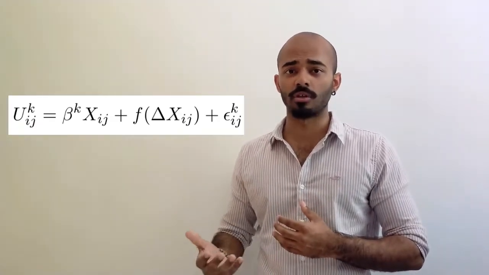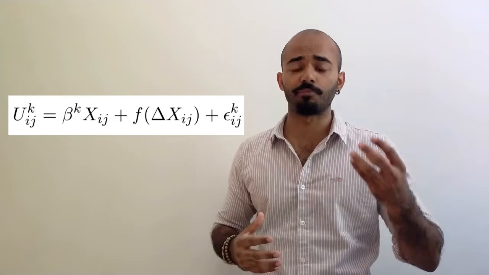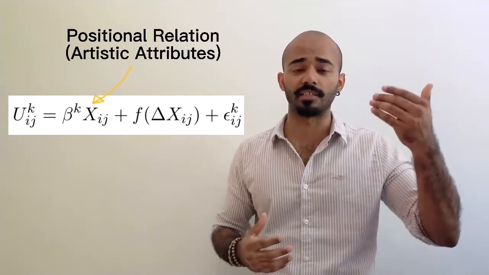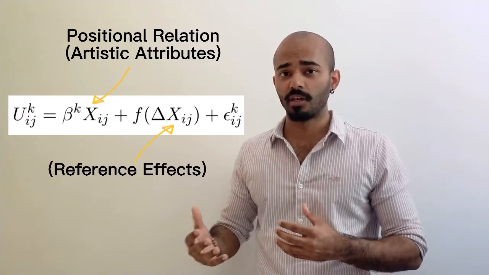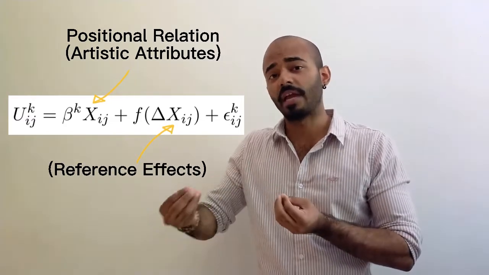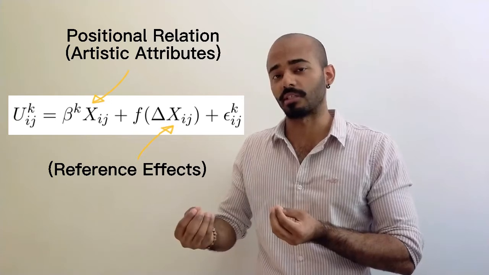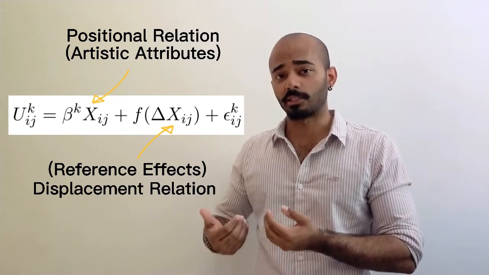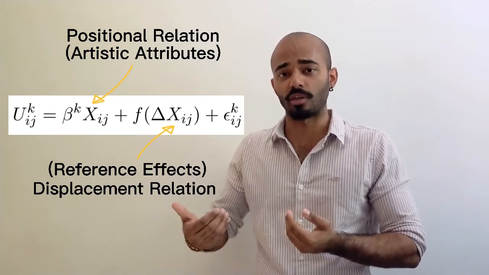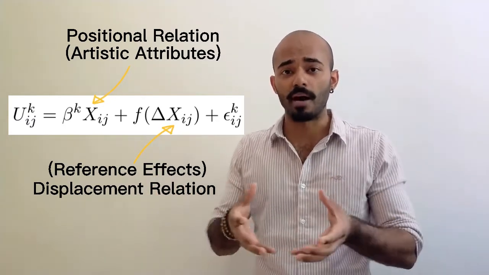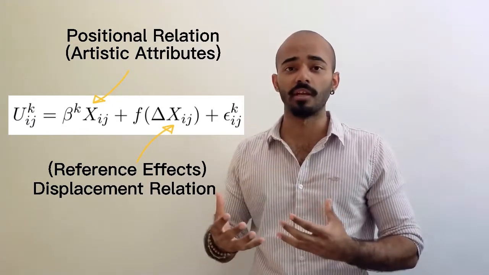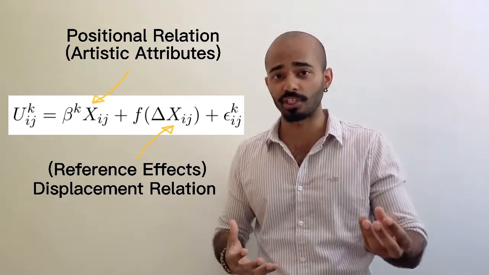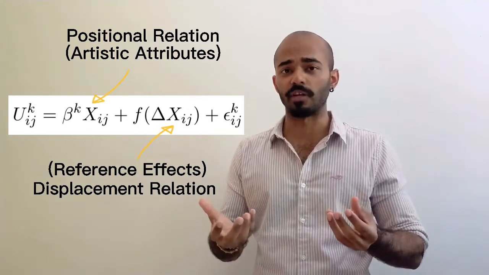Hence, the utility structure gets updated to a more sophisticated version, where obviously you have the first positional relation, which is related to the artistic attributes of an album, but then you also take into account the reference effects, where you see how much the album deviates from the expectations from the audiences. This we call a displacement relation, and hence the utility structure is a more combined and more sophisticated version which takes into account your overall utility that builds up both on the positional relation and the displacement relation.